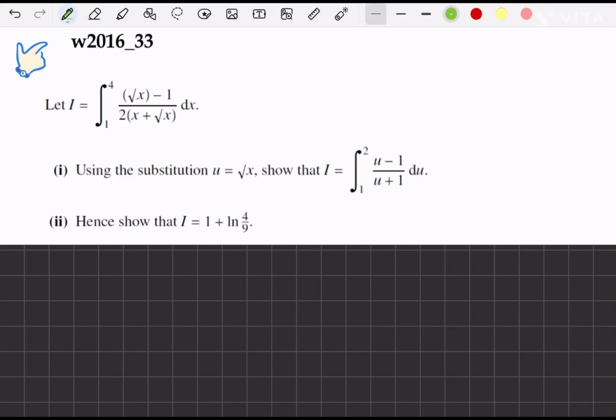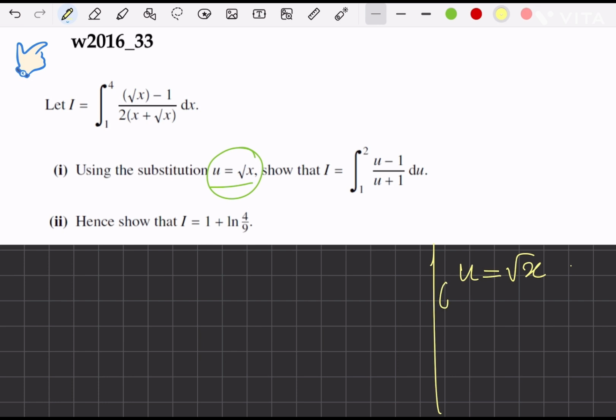So in today's class we are going to study integration by substitution. So to start with, I can see that they have already given us the substitution, and I'll start by using it. So u is equal to under root x.